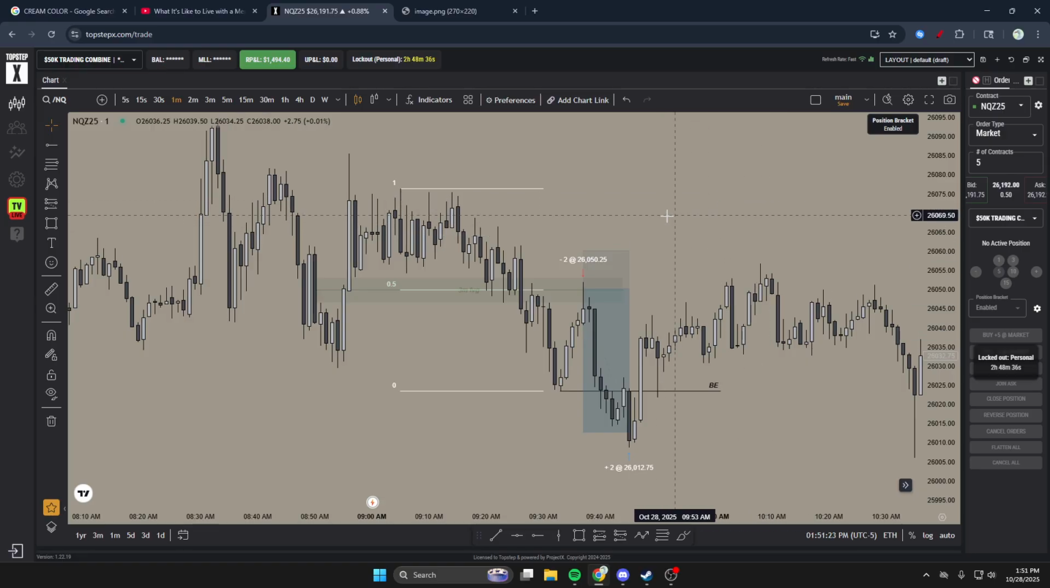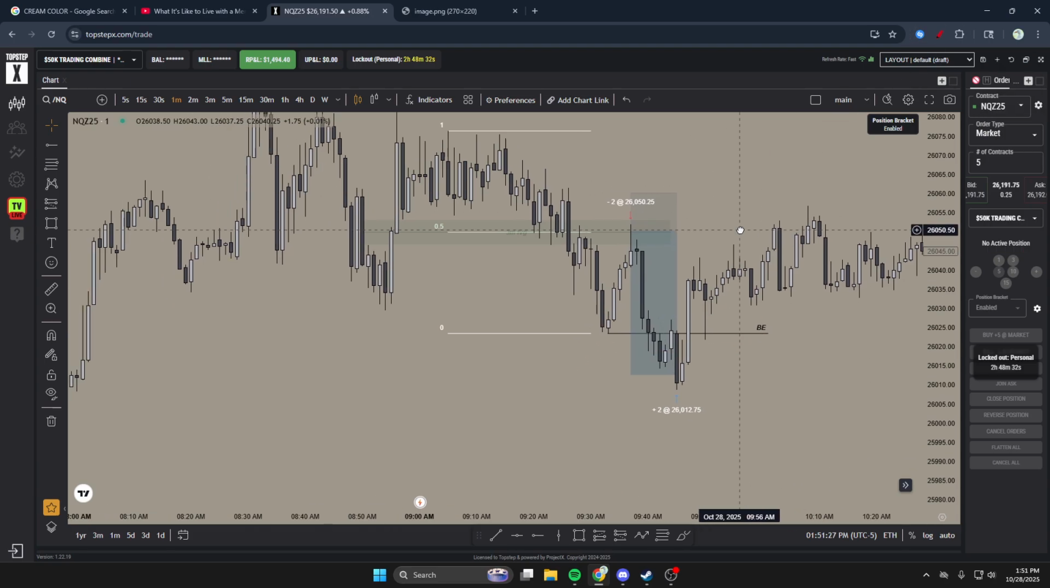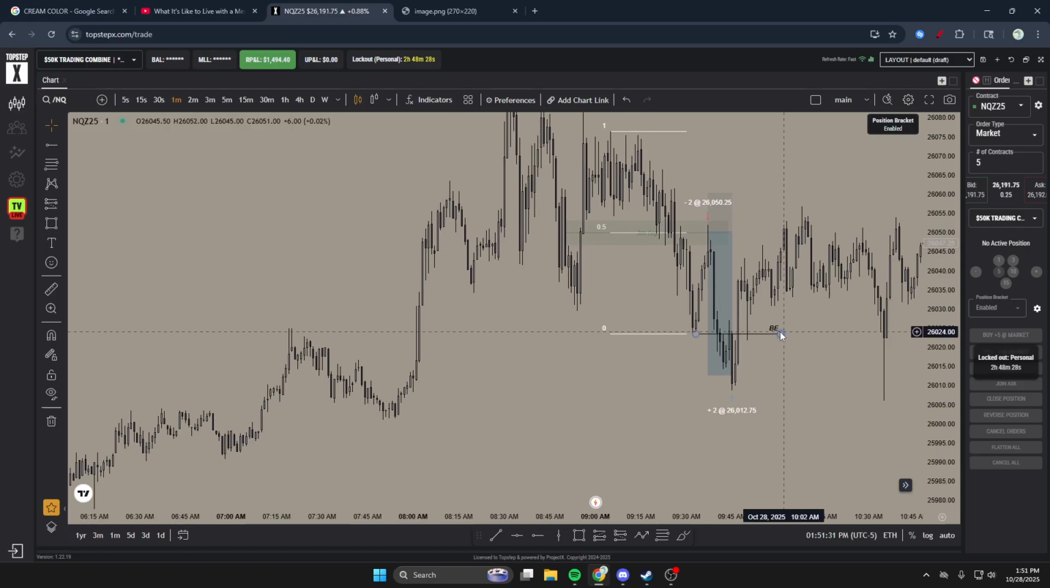If you have any questions on this trade that I took. Oh, yeah, I forgot to say. I went break even at that internal low before we would have swept this. So that's why my break even's here.